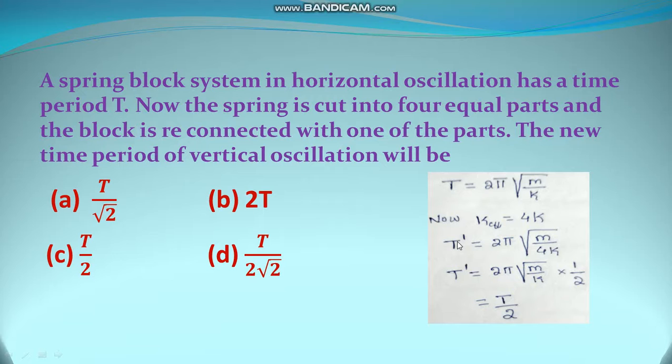So new time period, what is it? First case, time period 2 pi square root of m by k. In second case, just split this, square root of 1 by 4 is there, that one I will take outside, it becomes 1 by 2, but 2 pi square root of m by k means what? T. So our new time period is T by 2. So our answer is C.